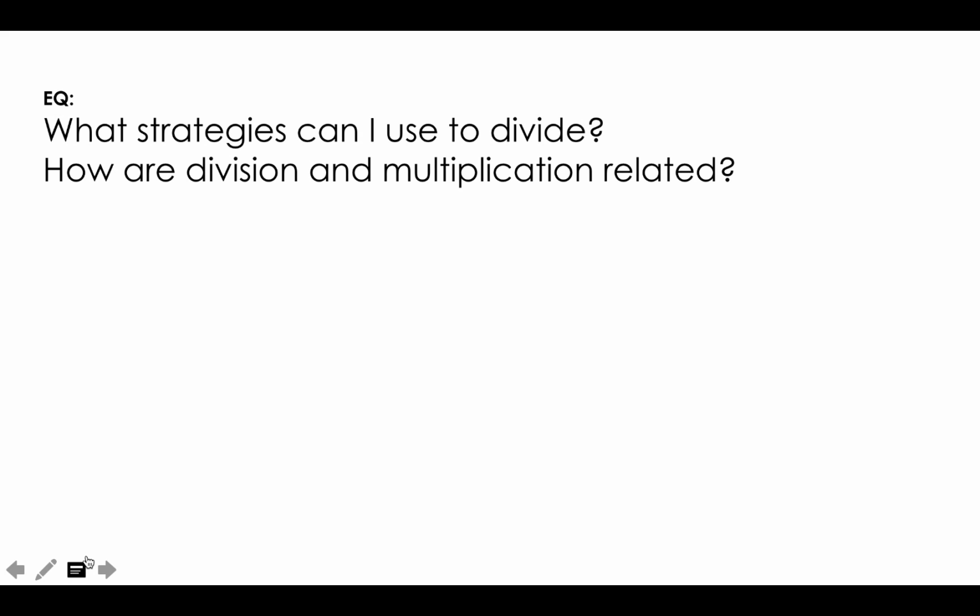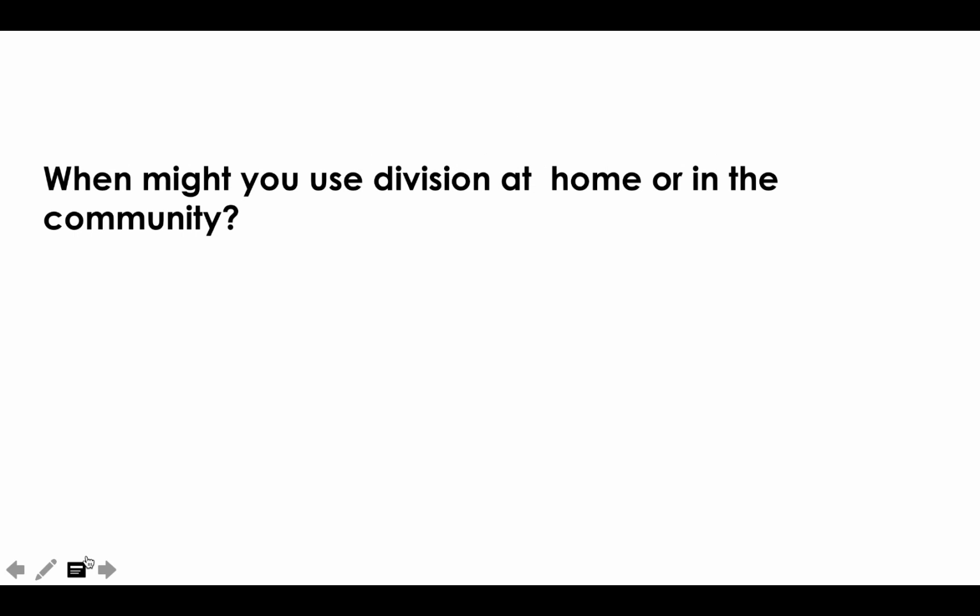How are division and multiplication related? Well, multiplication and division are related because they undo each other. When might you use division at home or in the community? When you're trying to share something equally.